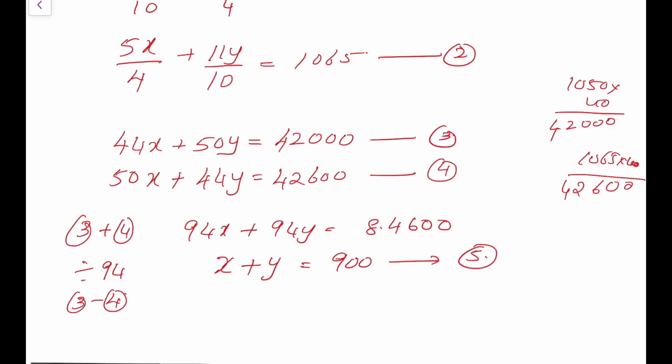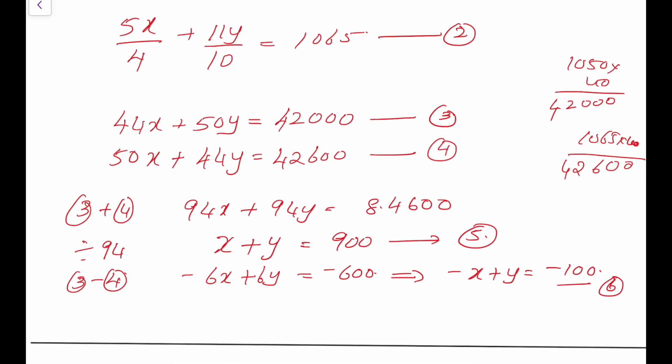Similarly, subtract 3 minus 4. You will get 44 minus 50 minus 6x plus 6y equal to 3 minus 4. So it is minus 600. So divide throughout by 6. You will get it as minus x plus y equal to minus 100. So this is equation 6. I don't have space, so I am just writing very close.